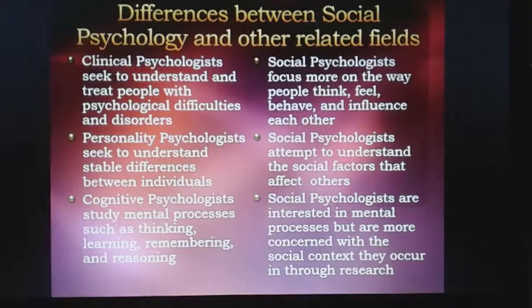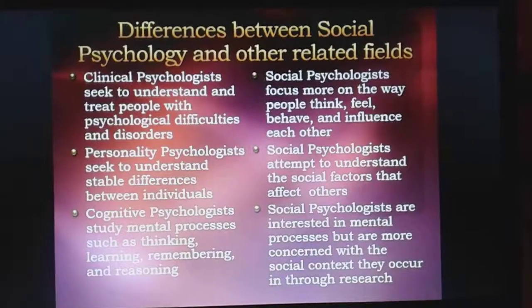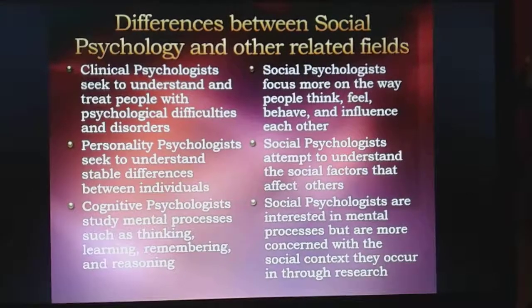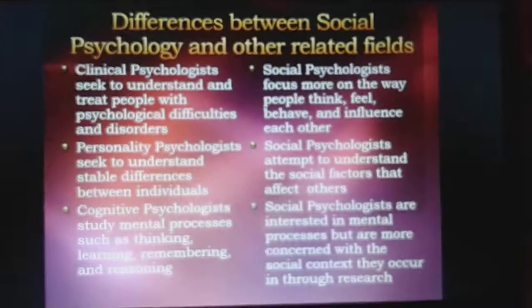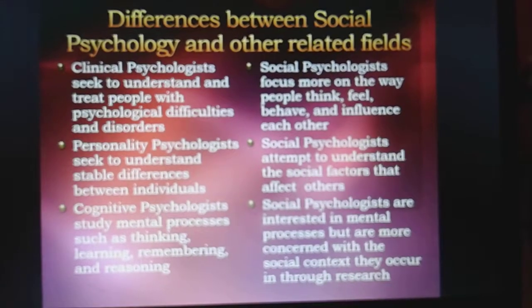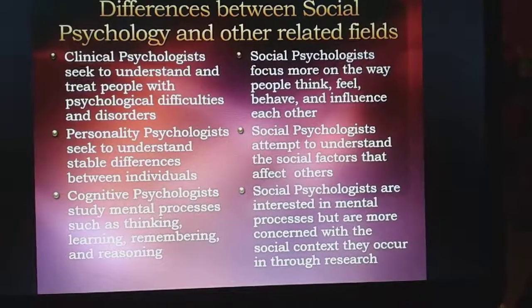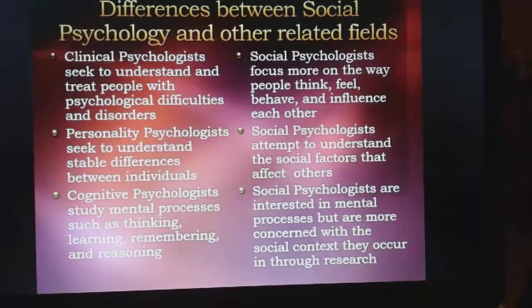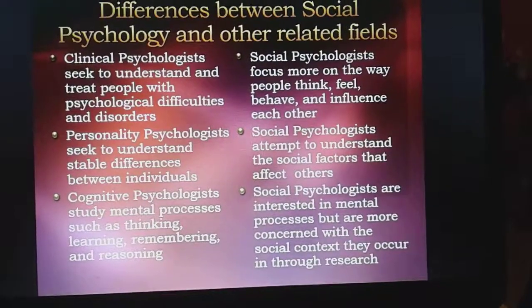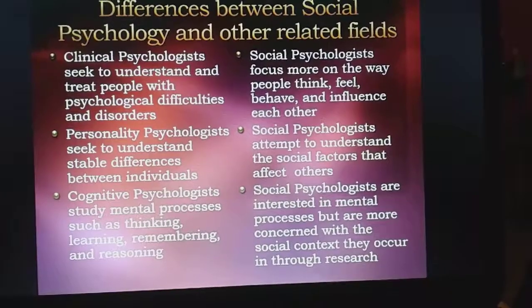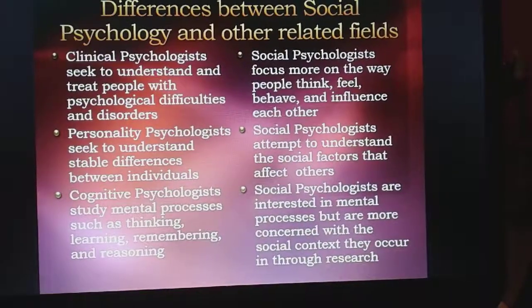Now we want to look at the differences between social psychology and other related fields. The text gives us different types of psychologists and what their focus is on in their field, and then it also gives a social psychologist and what we're focused on. The first one is clinical psychologists. Clinical psychologists seek to understand and treat people with psychological difficulties and disorders. Now, we're social psychologists, we're more focused on the way people think, feel, and behave, and how we influence each other.